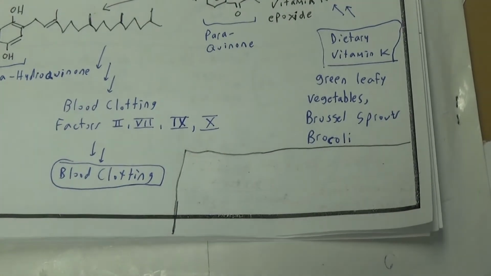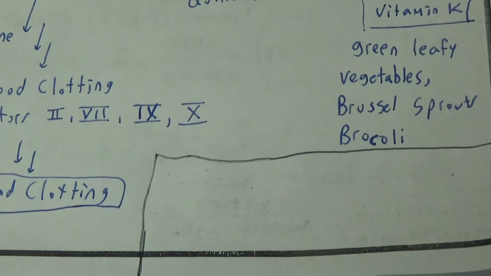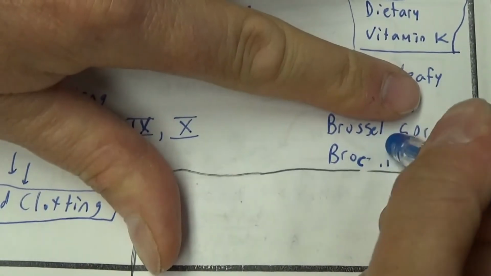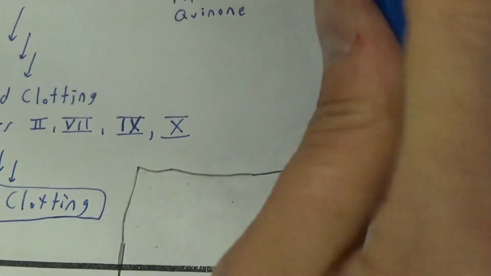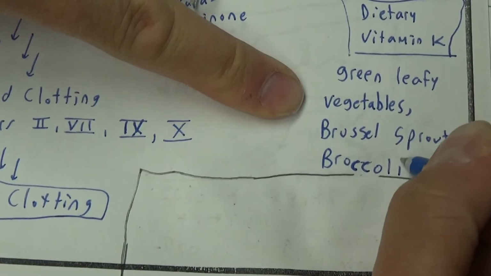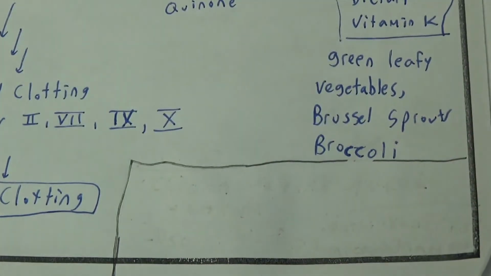Okay, one more thing I kind of want to talk about. I just realized I spelled broccoli wrong, so let's fix that. I think it's 2 C's. Broccoli.